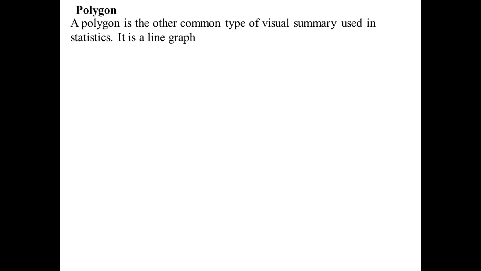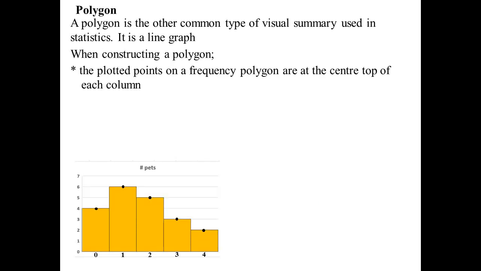All right, the polygon. Now the polygon is the line graph that we associate with statistics. So, rules for constructing the polygon: we place the plotted points at the center of the top of each column. So again, here's our example for pets, and you'll notice I've plotted a point at the center of each column, at the top of each column.